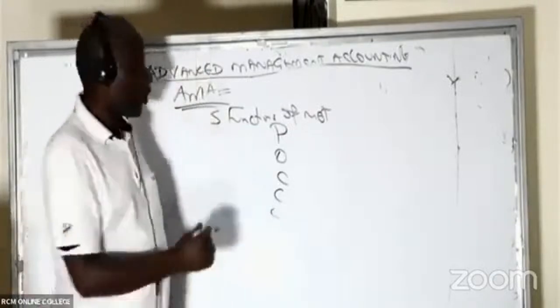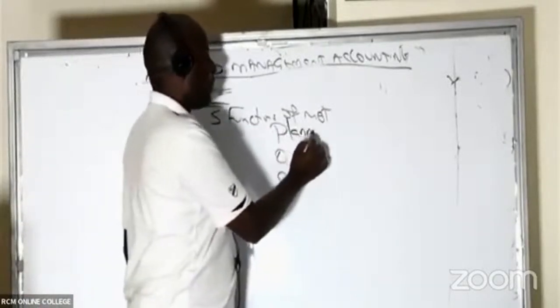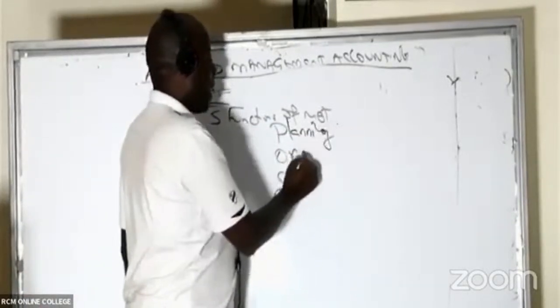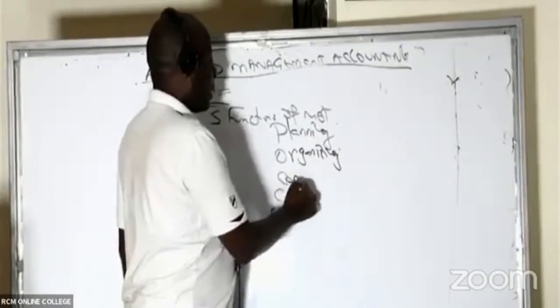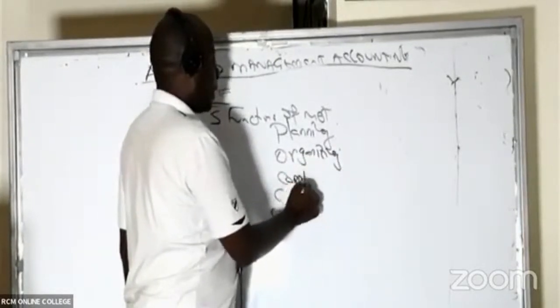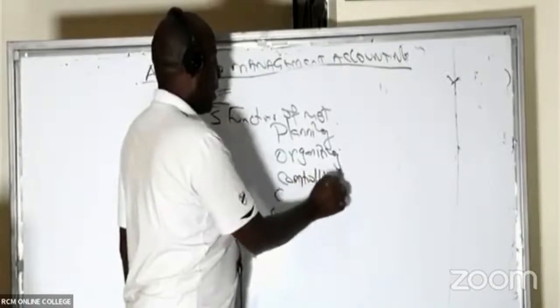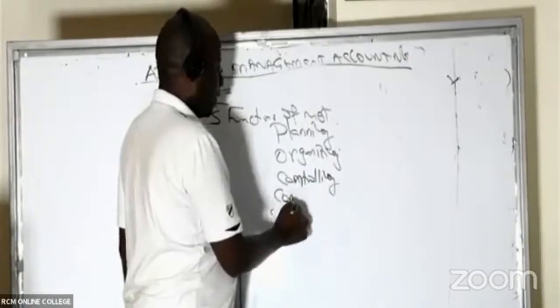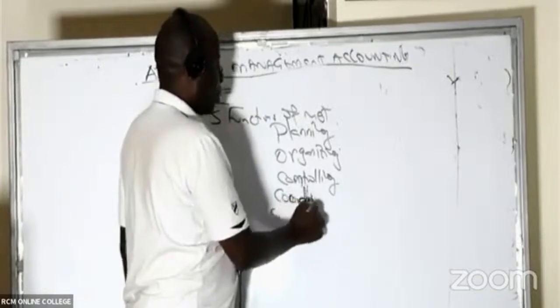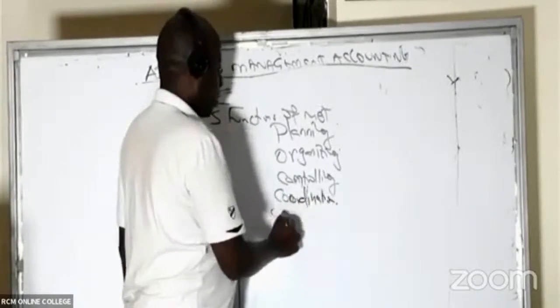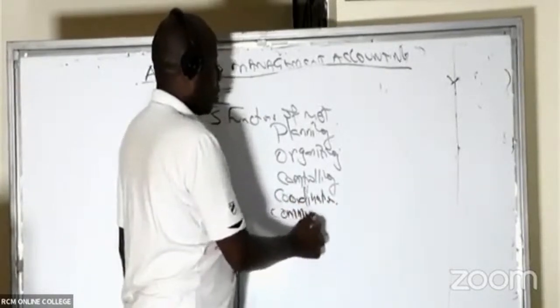The first function is planning. The second one is organizing. The third one is controlling. The fourth one, of course, is coordination. And then we have communication.